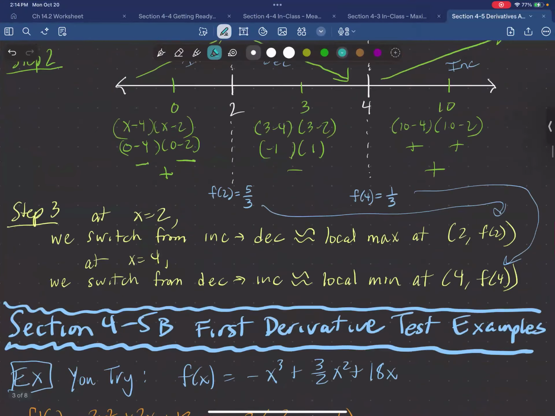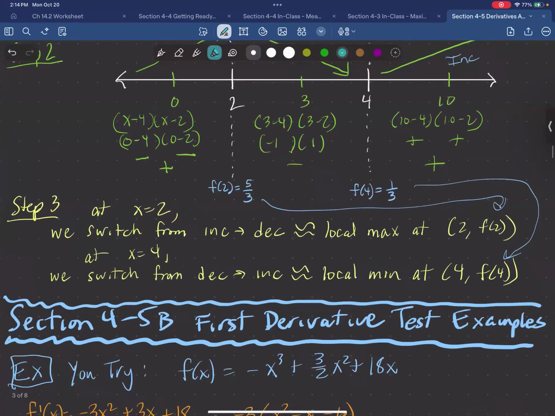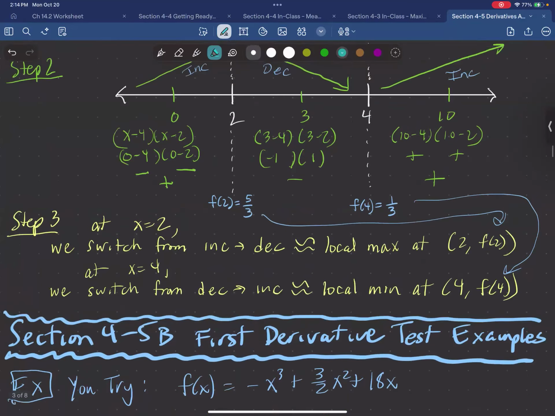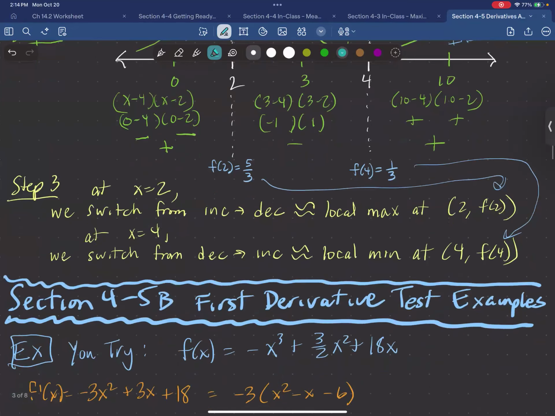Let's continue. We're going to do some first derivative test examples. I want you guys to try it right now. You're going to try f of x equals negative x cubed plus 3/2 x squared plus 18x. Try doing it with the steps we did in the last video. Pause this video real quick to do it. All right, I'll assume you did.